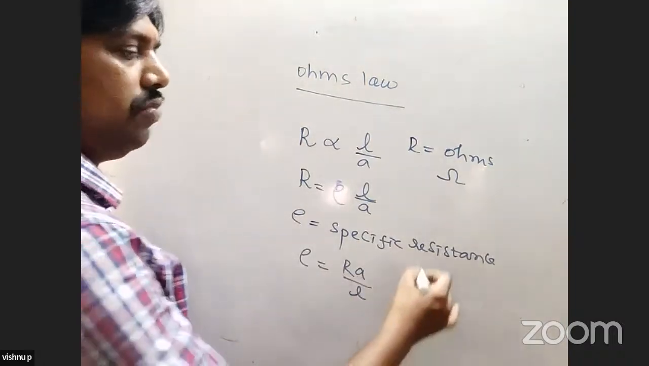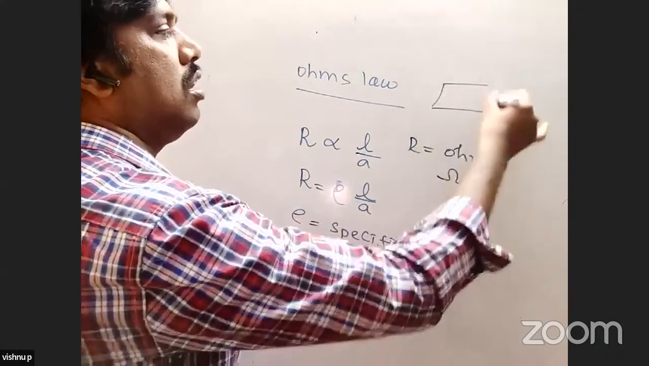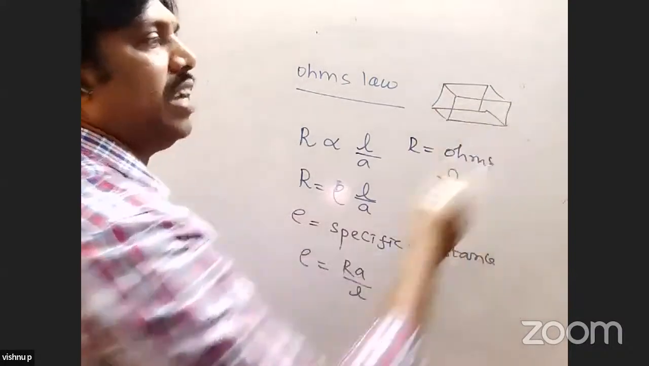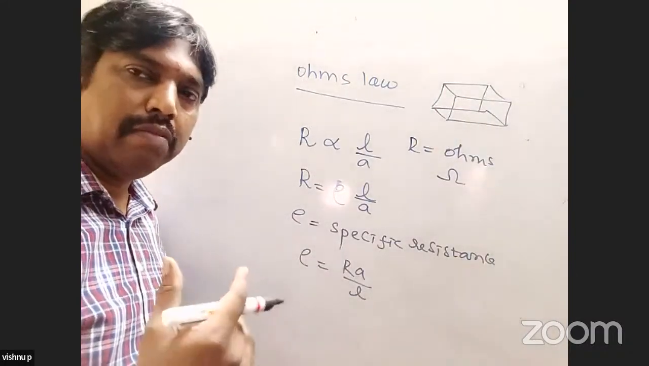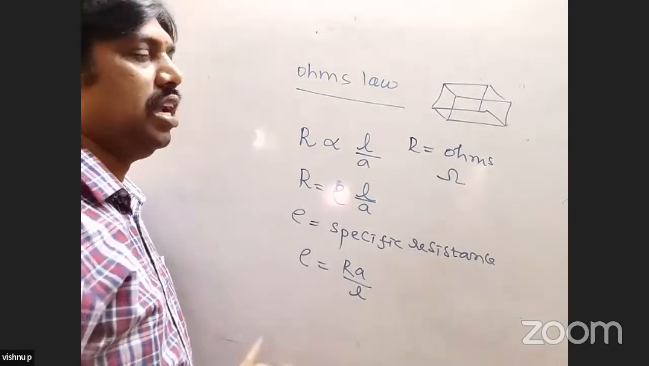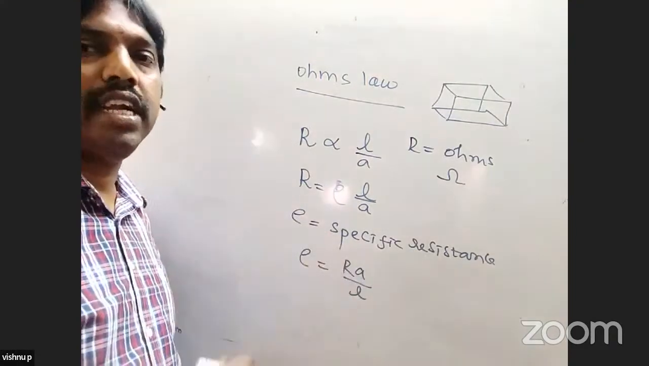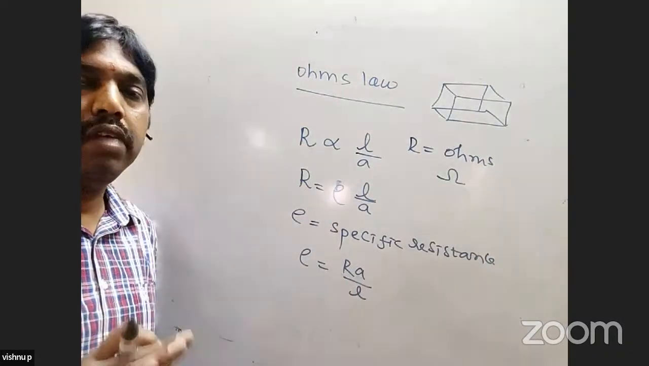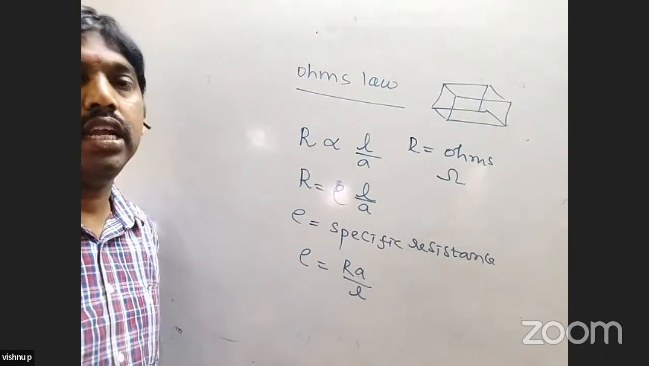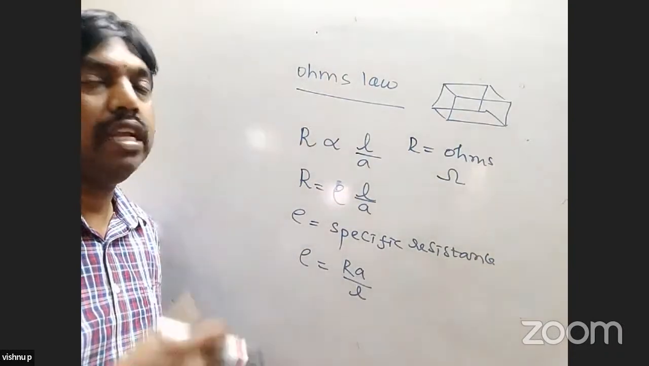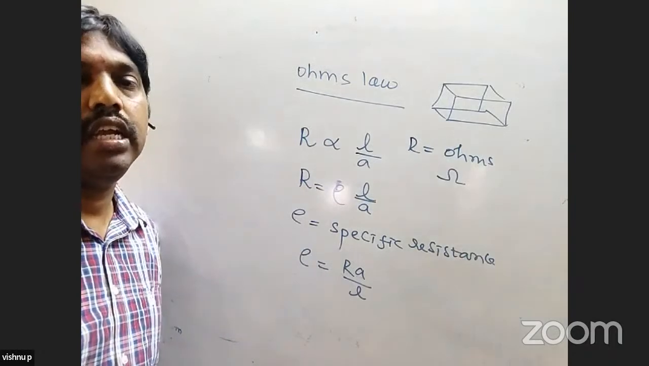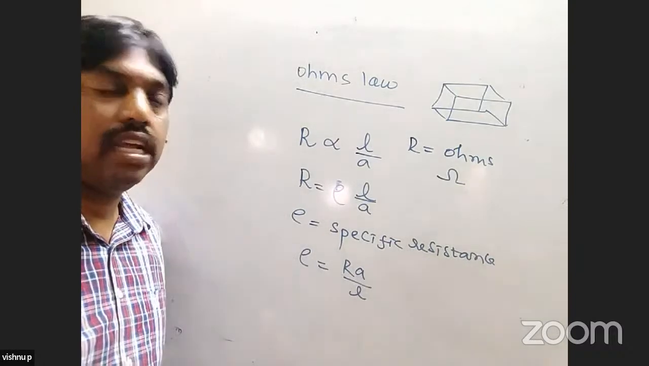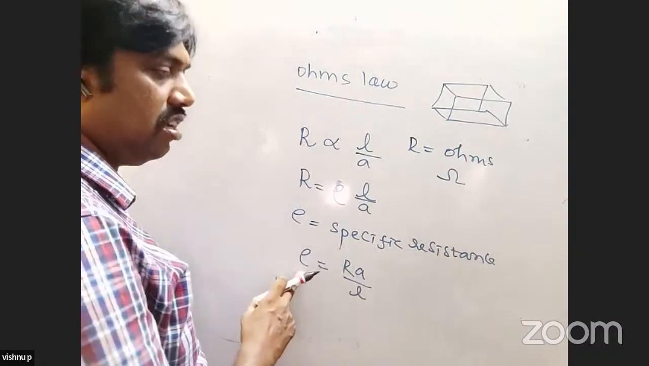Here, if you take a small cube, volume is 1 cubic centimeter, and in that 1 ml of electrolyte is present. Distance between electrodes is constant, area of cross section is fixed, but we don't know the concentration of electrolyte. What is the resistance of that electrolytic solution? That is called the specific resistance.